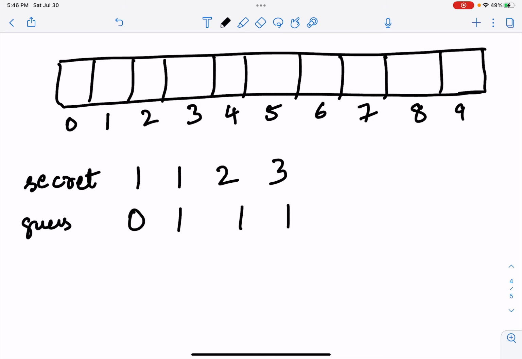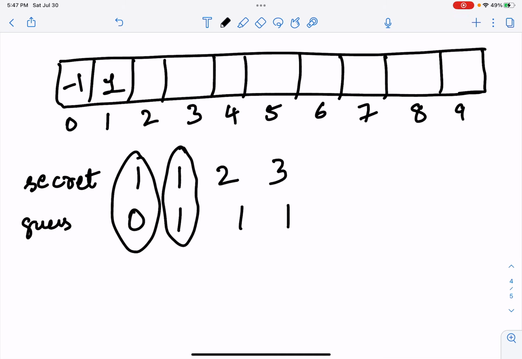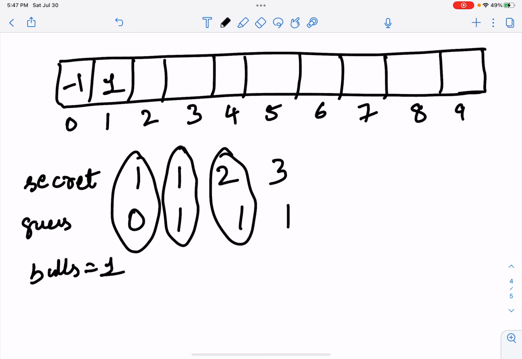Okay, first we compare 1 and 0. They are different, so we increment 1, decrement 0. Next we compare these two. They are the same, so we increment the number of bulls. Next we compare these two. They are different, so we increment 2, decrement 1. Decrementing 1 makes it 0. Next we compare these two. We increment 3, decrement 1, which makes it -1.